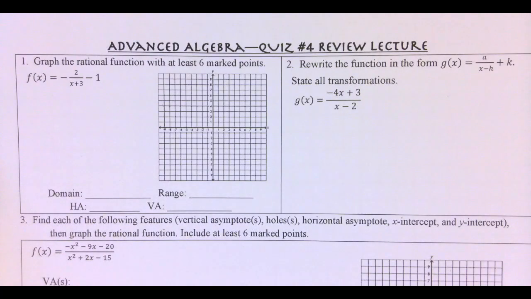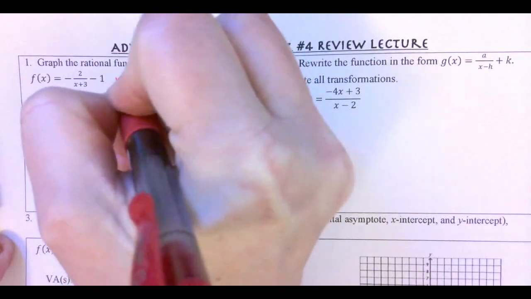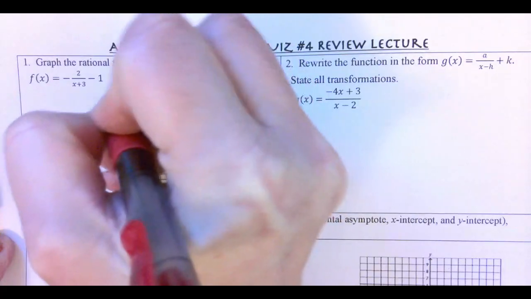All right, so here we go. Today is all about Quiz 4 review. So first up, we're graphing the rational function with at least 6 marked points. So just a throwback to what the parent looks like. Y equals 1 over x.